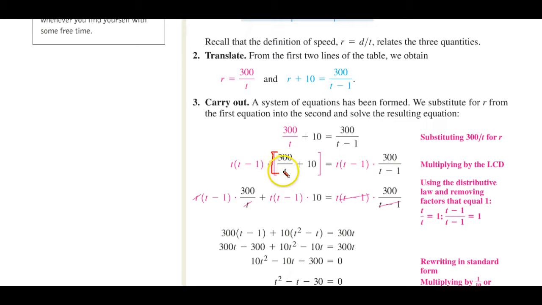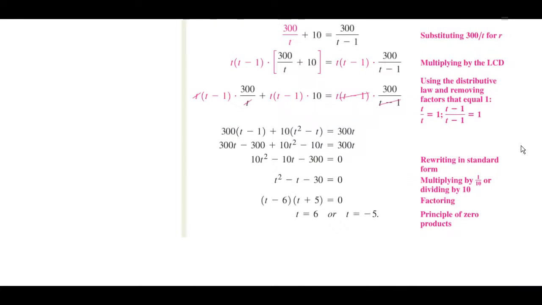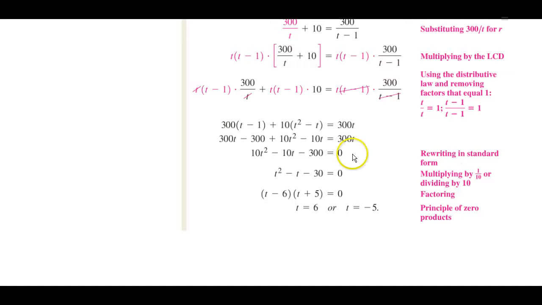So here, the t's will cancel out and you get this. Here, nothing cancels out, so you get that times 10. Here, the t minus 1 cancels out. So it is a kind of a laborious process, and we're just getting to where we need to go. And then once we finish, we get it in standard form, and we can factor a 10 out of everything, and we get this.